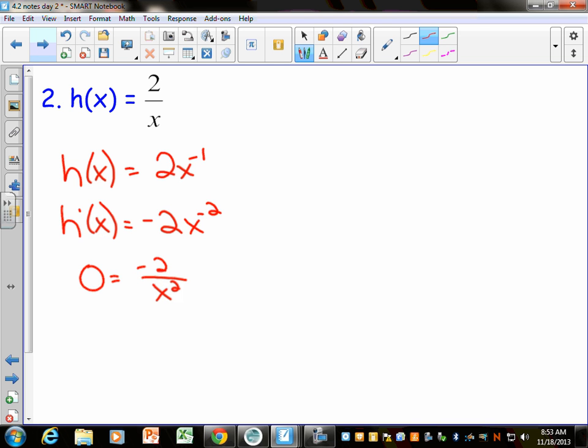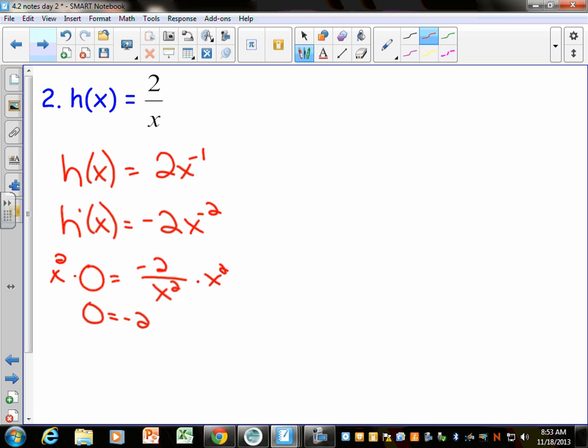Where's that going to equal 0? So if you tried to solve that and you multiplied x squared over, you'd end up with 0 equals negative 2. Like, your x goes away, which means it never equals 0. What else do we have to look for critical points?